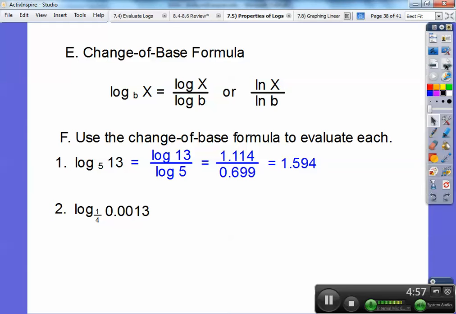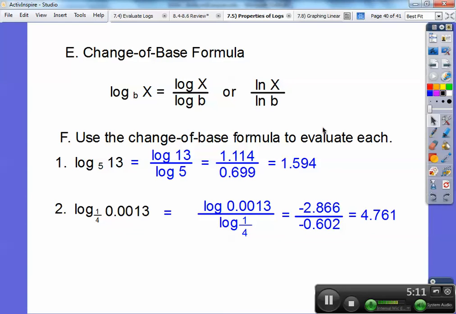Okay, do the same with this one. Log base 1/4 of 0.0013. So we separate them up. They become log base 10, which is just log, of 0.0013 over the log of 1/4. And then I changed 1/4 to 0.25 on my calculator. So I punched in log of 0.0013 and the log of 0.25, and it gave me these two numbers, and divided them out and gave you that.